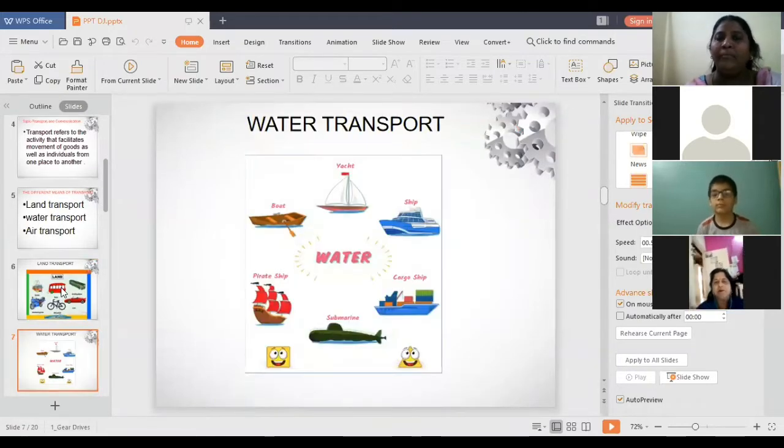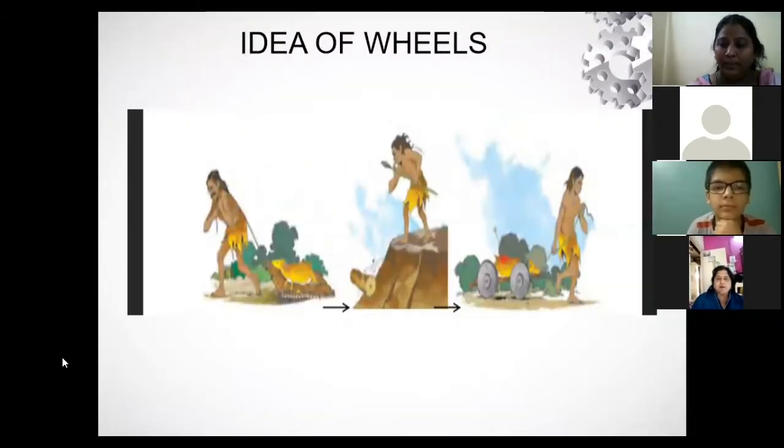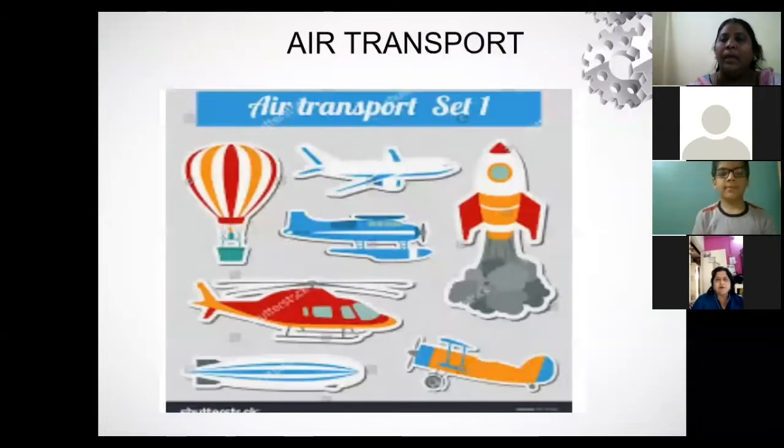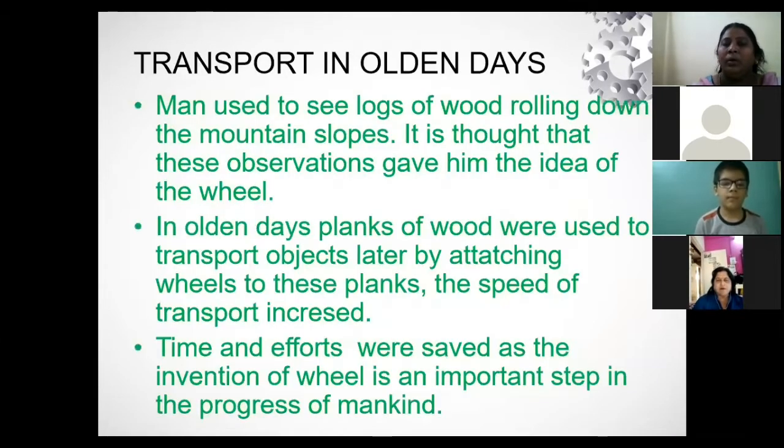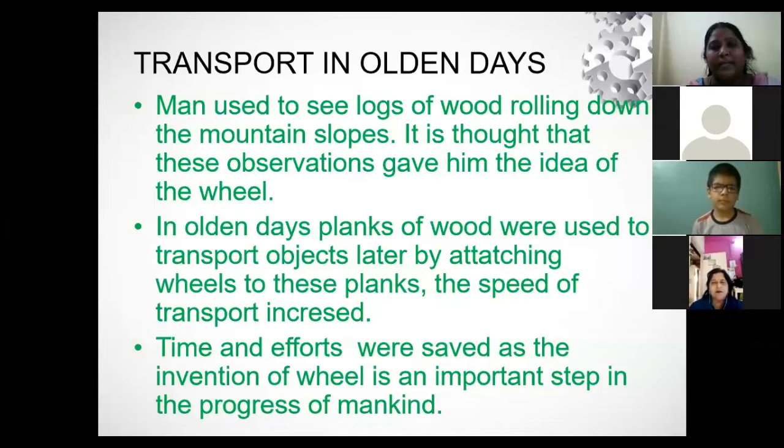Then we have the water transport. Okay. Then we have the next one, air transport, right? You can see the aeroplane, helicopter, and so on. Now, do you think this was easy? Yes. Transport, how it took place, how it started, see.